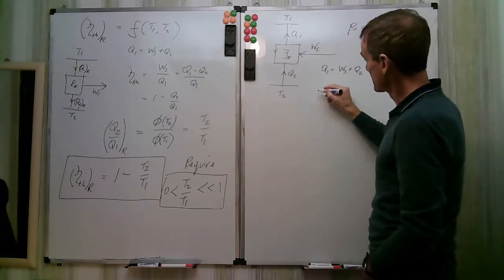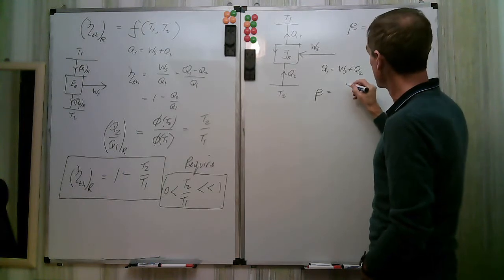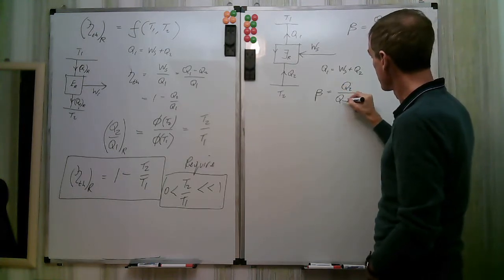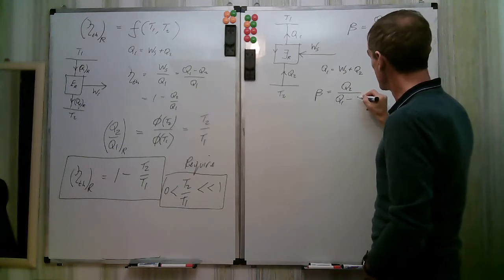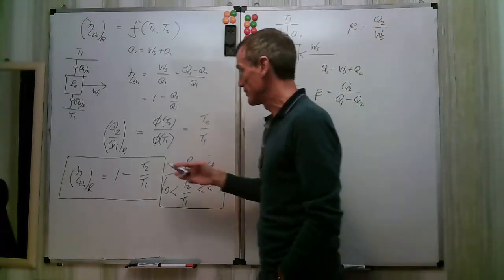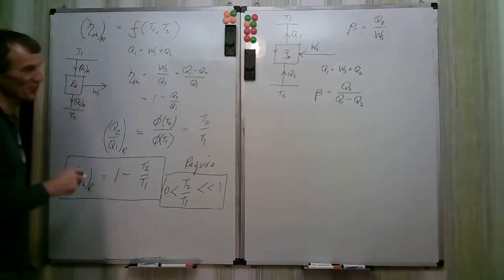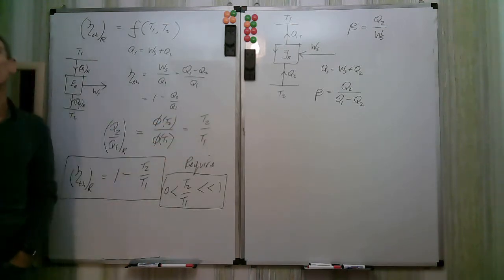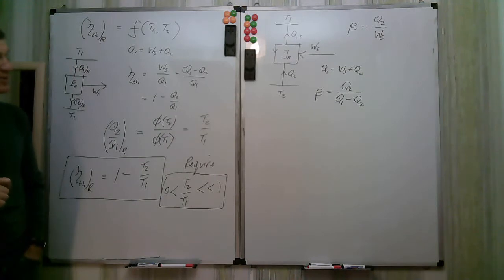So let's write this here again. So beta in this case is equal to Q2 over Q1 minus Q2, yes? We know that we have this ratio Q2 over Q1. And once we've got that ratio, we can substitute in T2 over T1. So that's what we can do. Well, essentially, you can replace the Qs by Ts, to be honest.